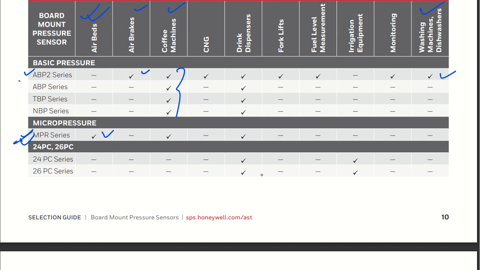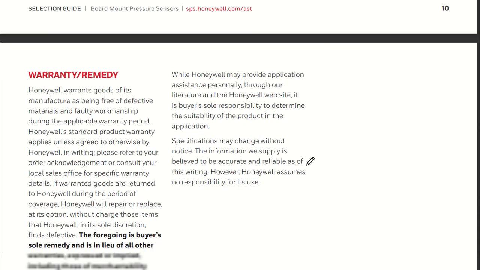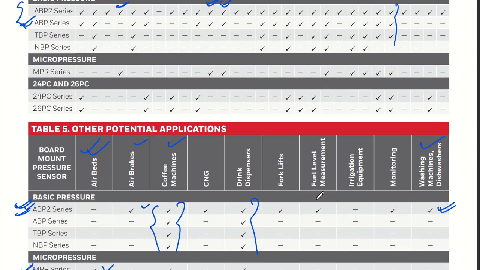Air brakes are there in vehicles. We have coffee vending machines, where all the basic pressure sensors are suitable. Then drink dispensers are also applicable. Even washing machines and dishwashers, where our ABP2 series is most suitable. Got it? So I hope you have a good understanding of how to select the pressure sensor for your particular application.